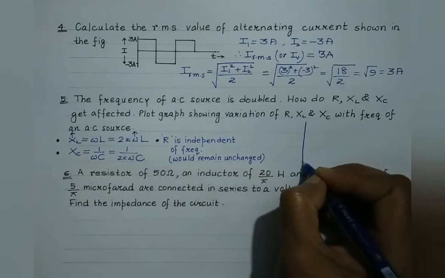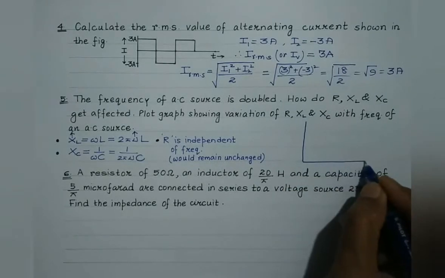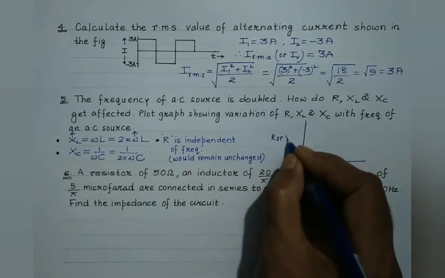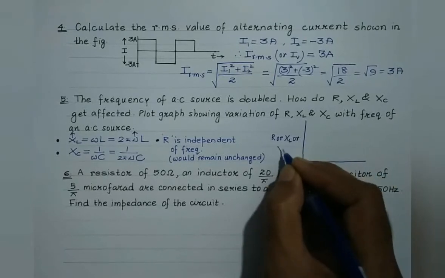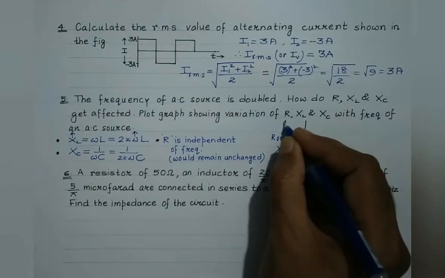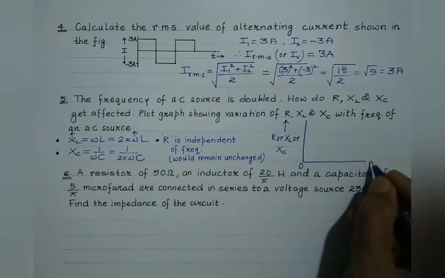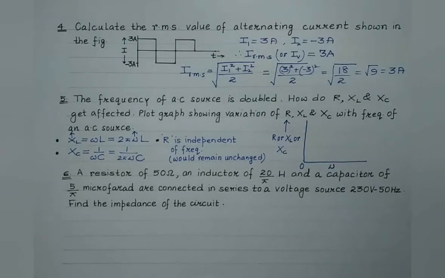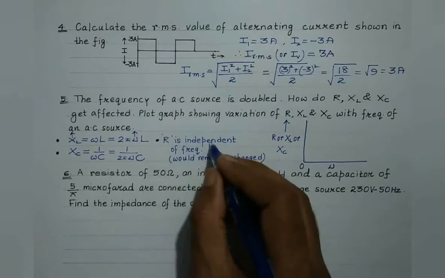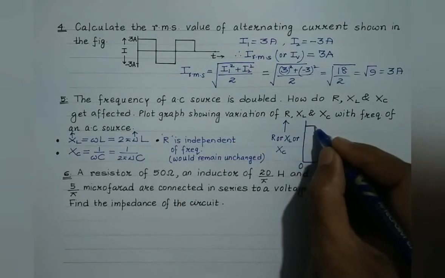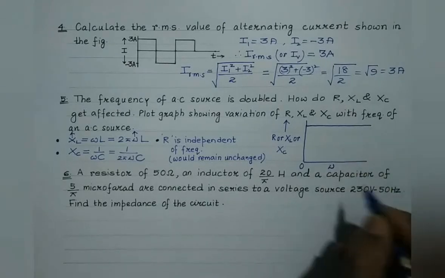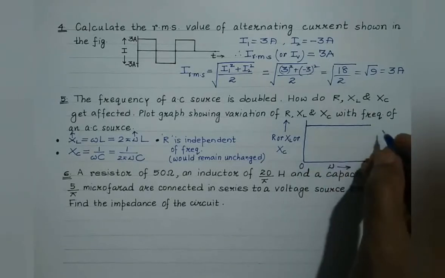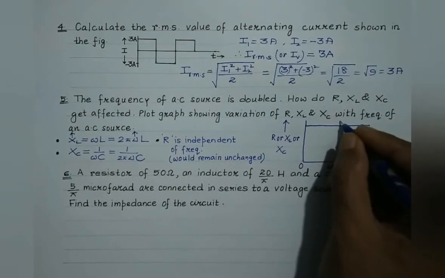We can represent all the variations in a single graph. Suppose this is R or XL or XC, represented by this y-axis, and let this horizontal axis denote the frequency. It may be linear frequency or angular frequency. Now look students, resistance is independent of frequency, so it will be a straight line parallel to the horizontal axis. Whatever the frequency of the AC source, it won't have any effect on the resistance, right? So this is resistance.